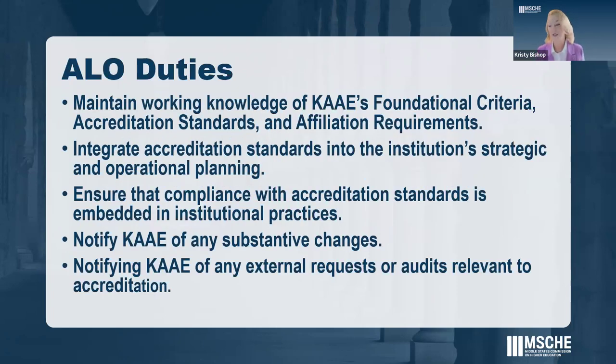So what does an ALO do? The most important thing is they look at the institution through that accreditation lens. They're able to understand all the accreditation standards, the foundation criteria, the affiliation requirements, and be really knowledgeable in that so they can use that lens to see the institution. They integrate all those standards into the larger strategic and operational planning so that they can see here's what's important to KAAE, here's how it impacts our institution.